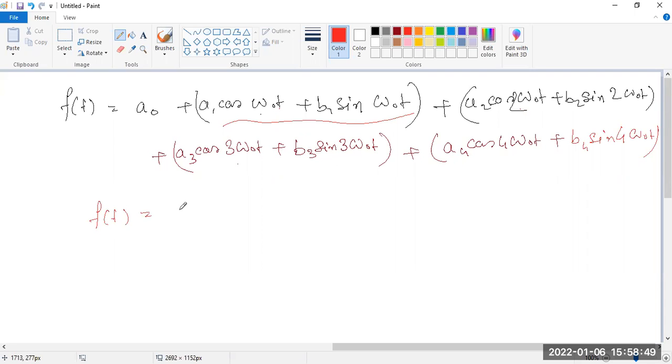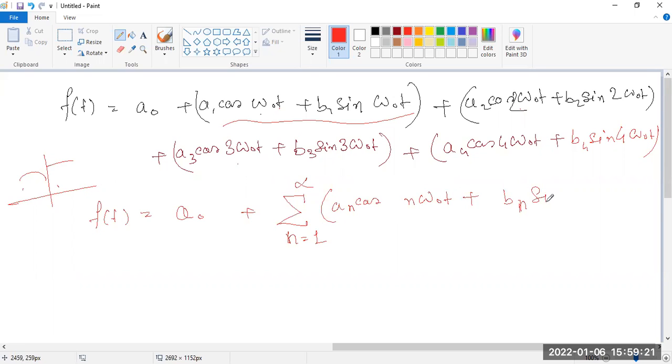then the function of t can be represented as a0 plus the summation, where n is 1 to infinity, because this is periodic, so periodic means one side and the other side are equal, so we take any one side, of an cos n omega naught t plus bn sin n omega naught t. Okay, this term is given in this way. Look, this part is called the DC part, and this part is called the AC part, because it is a sinusoidal wave, a mixture of cos wave and sine wave. So it is called the AC part.